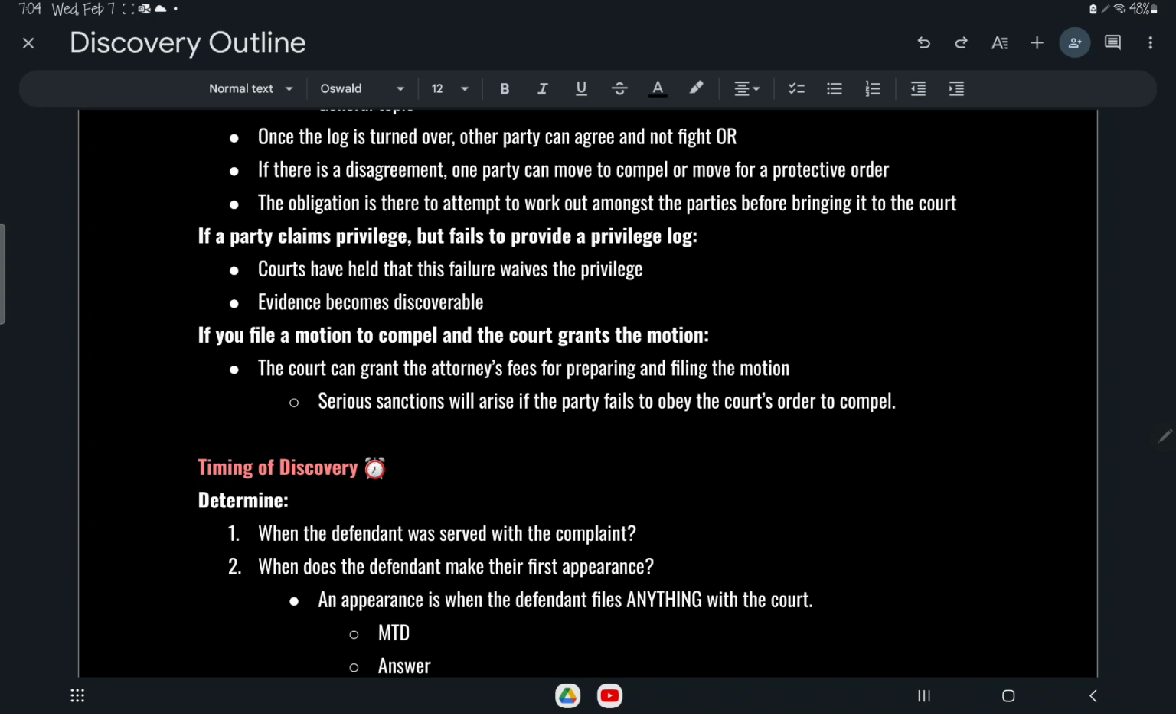If a party claims privilege but fails to provide a privilege log, courts have held that this failure waives the privilege. Evidence becomes discoverable. If you file a motion to compel and the court grants the motion, the court can grant the attorney's fees for preparing and filing the motion. Serious sanctions will arise if the party fails to obey the court's order to compel.